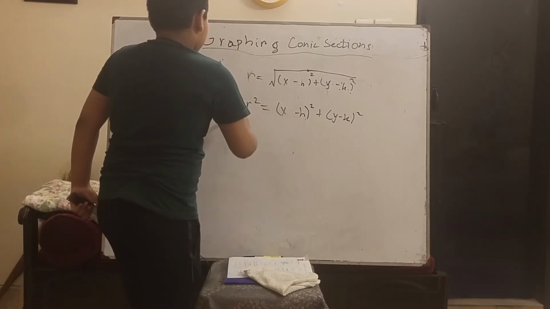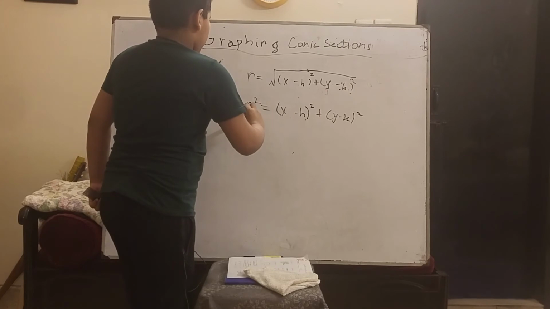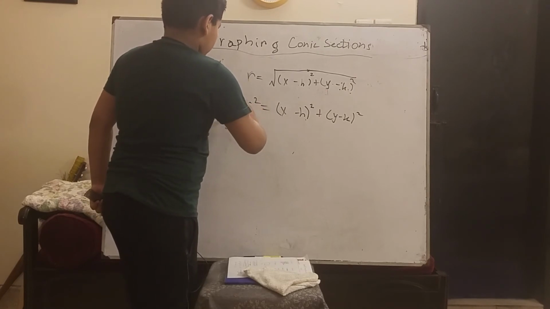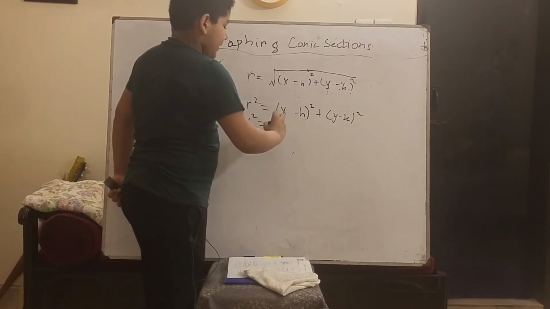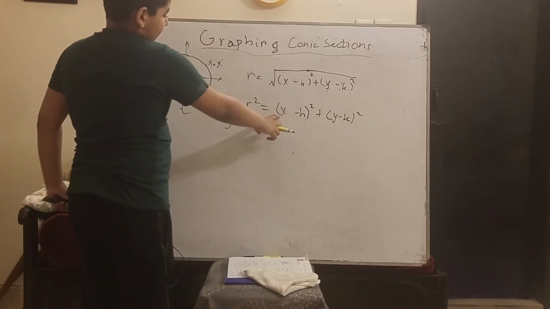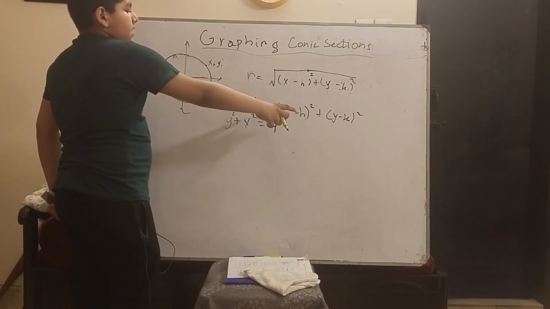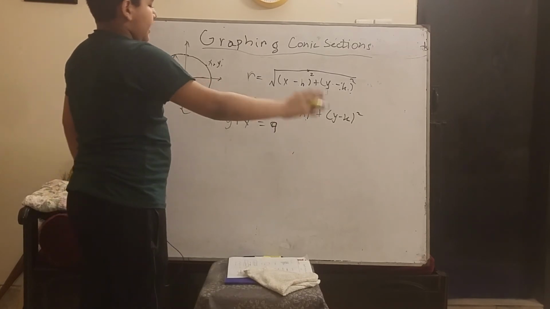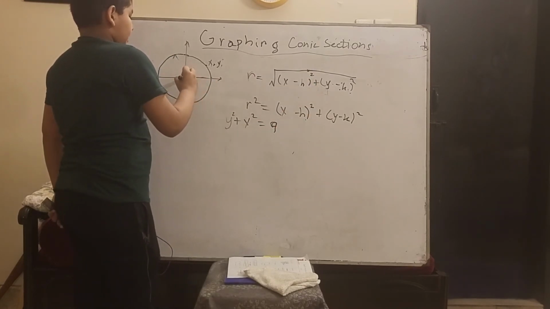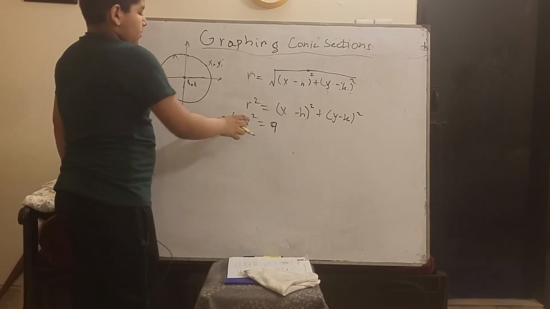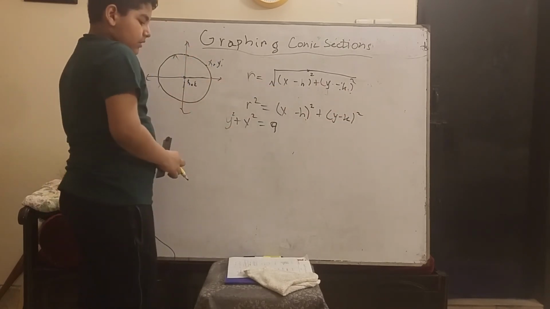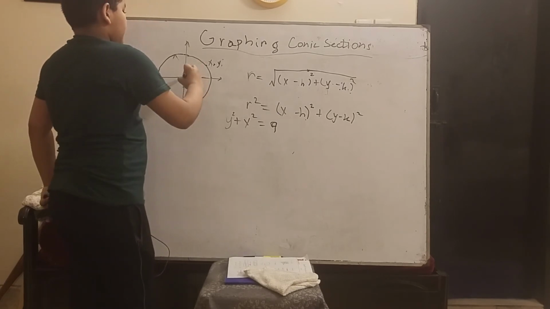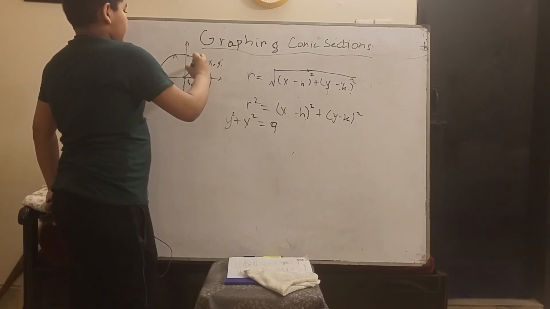So something like y squared plus x squared equals 9. The radius would be 3, obviously, and h and k would be 0, so the center would be at the origin. And there we have it, a circle with the radius of 3.